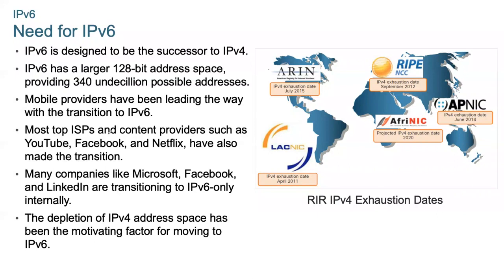Okay. So IPv6 has a larger 128-bit address space, and it can provide up to 340 undecillion possible IP addresses. And the top internet service providers, such as YouTube, Facebook, or Netflix, have also made the transition from IPv4 to IPv6.